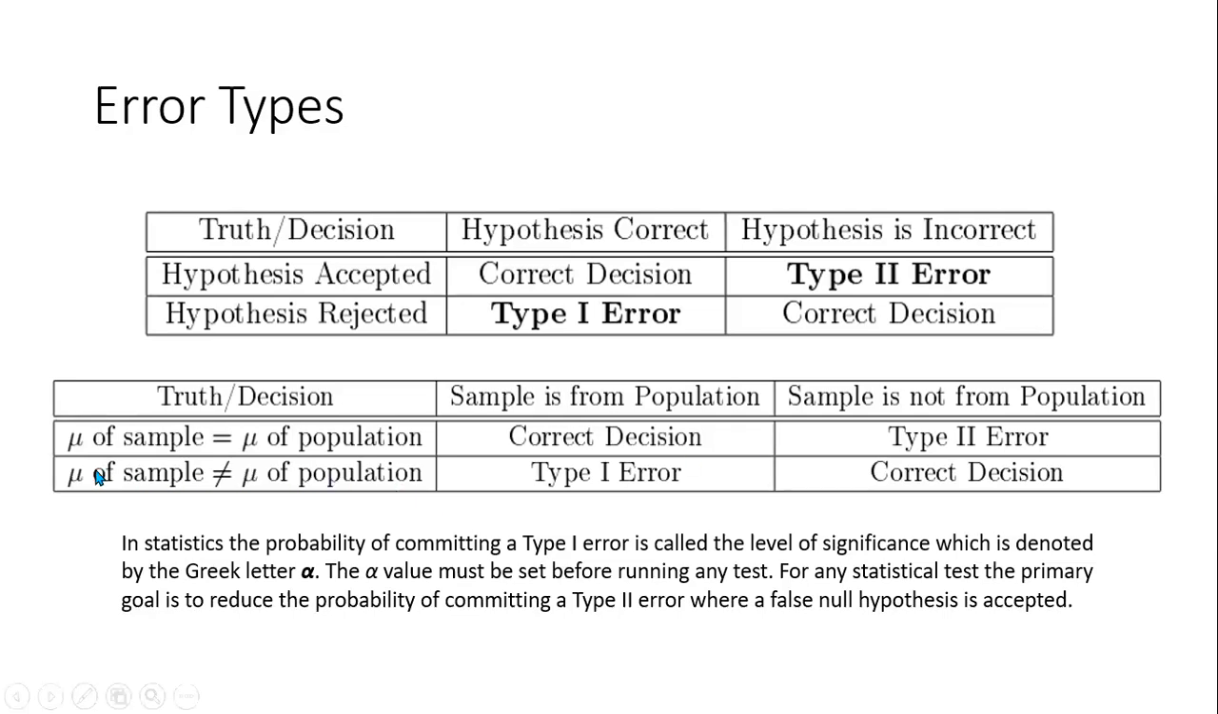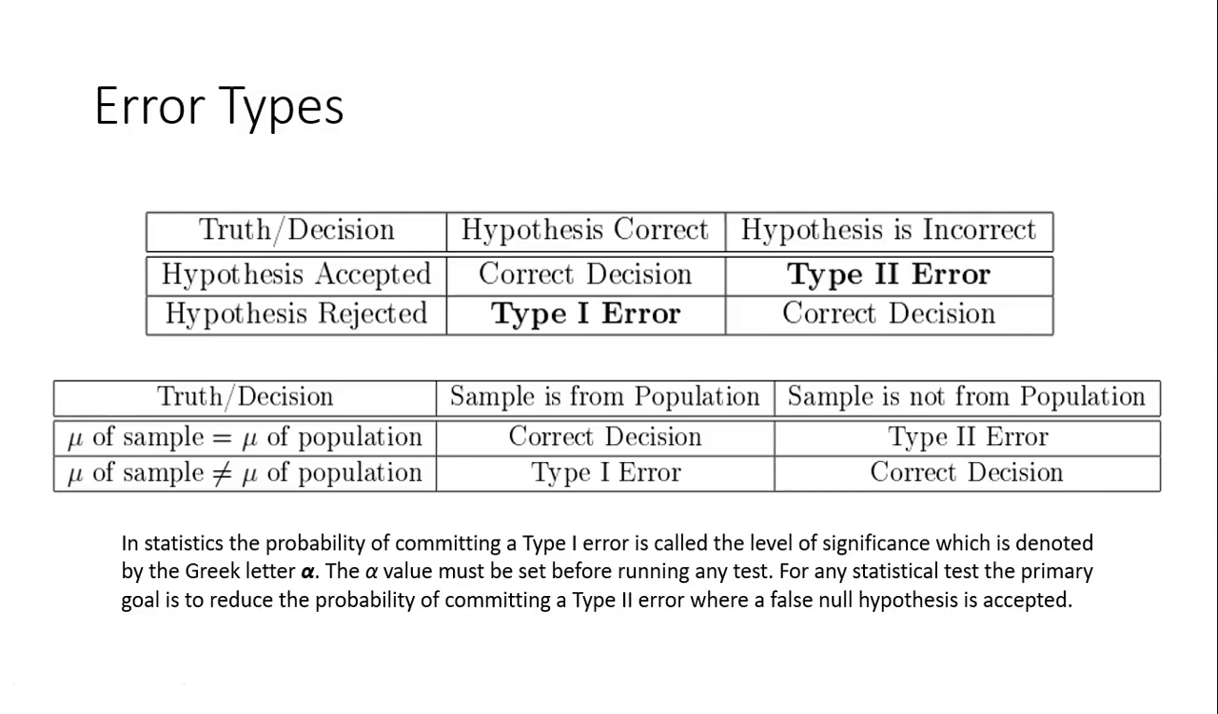Now, what if you say that the sample is not from the population, but the sample actually is from that population? You have committed what is called a type 1 error. Otherwise, if the sample is not from the population and you have said this is your decision, then you have taken the correct decision. Now, this geology thing could be a little hard to wrap your head around.